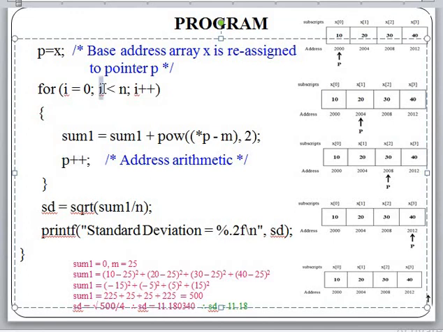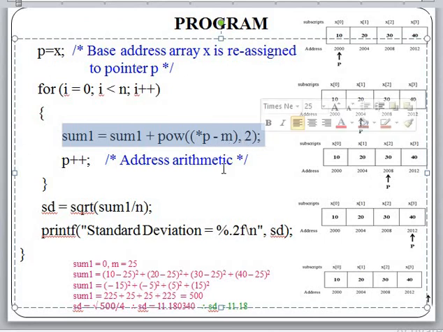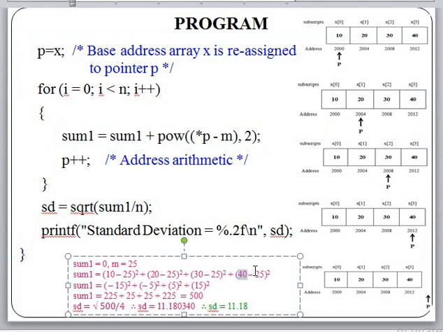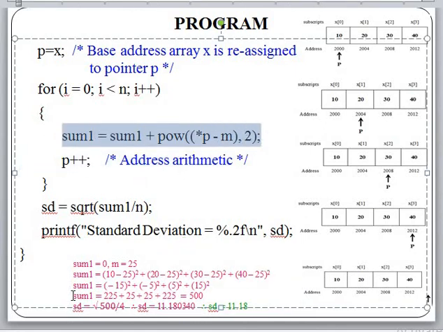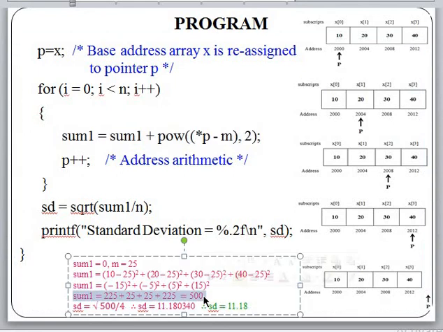So now here it is i equals 3. 3 is less than 4. The condition is still true. That's why sum equals sum plus pow of star p minus m comma 2. That means we are computing 40 minus 25 whole square, which is 15 whole square, nothing but 225. So when I do the summation of all these terms, I get the answer: sum equals 500. Now next p equals p plus plus. You know that all four values are finished. Now p equals p plus 4 means 2012 plus 4 is 2016.